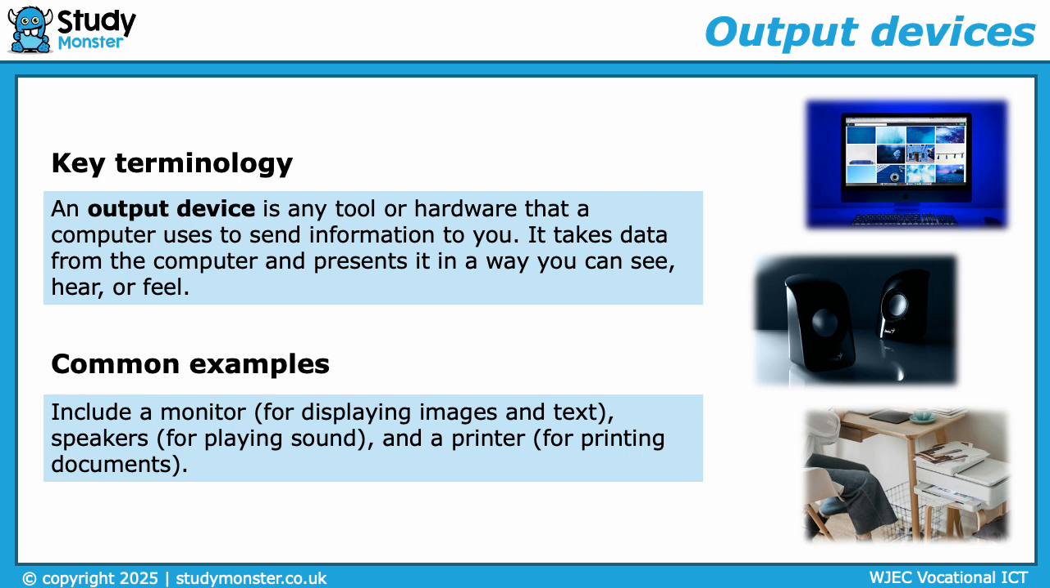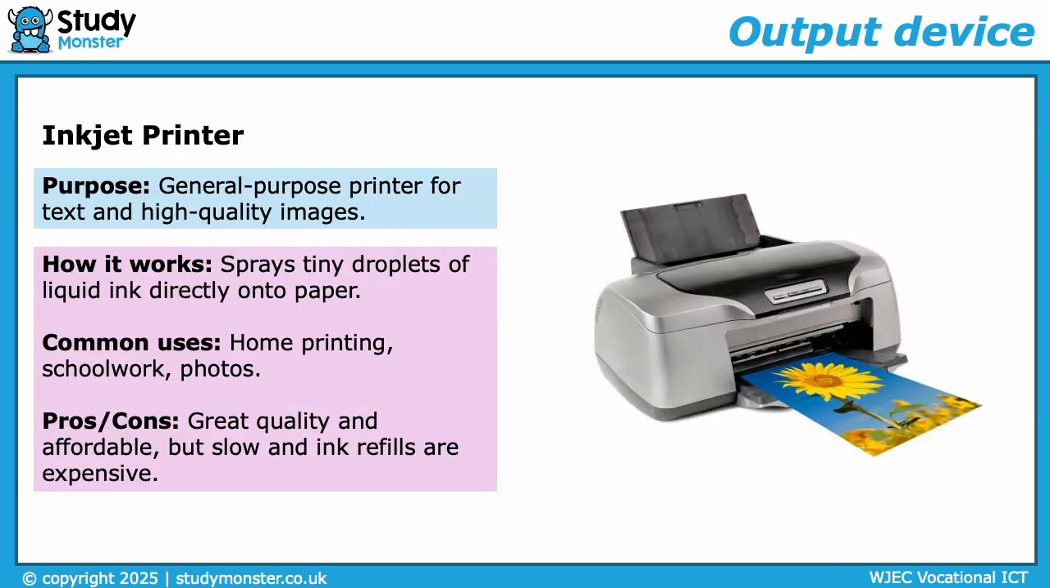Common examples are monitors that we looked at last video, speakers, and we're going to look at printers now, because there's a few printers you need to be aware of. So the vocational IT exam is going to expect you to know what an inkjet printer is. These are very common. They are the cheapest version of a printer. You can pick them up from shops really, really cheaply now. It's a general purpose printer for text and high quality images.